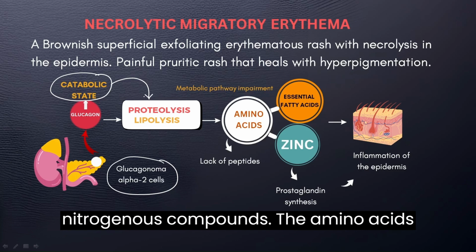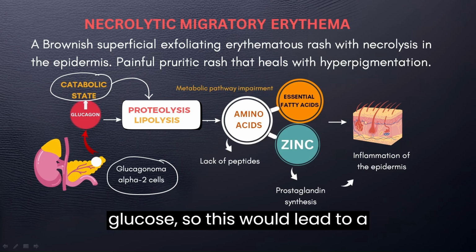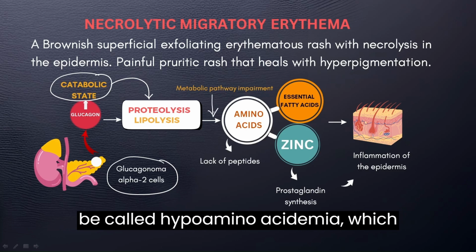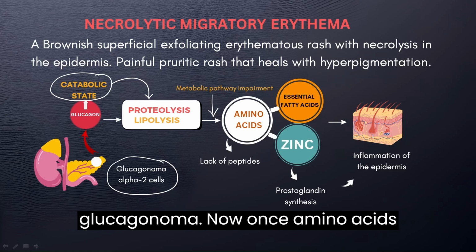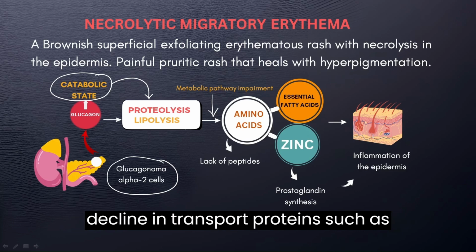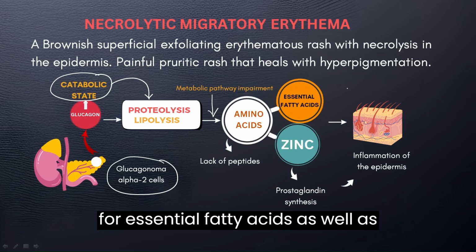The amino acids are then used by the liver to make glucose. So this would lead to a decline in amino acids, which is going to be called hypoaminoacidemia, which may actually be a prominent feature of glucagonoma. Now, once amino acids are decreased, this would also lead to a decline in transport proteins such as albumins. Albumin is a major carrier for essential fatty acids as well as zinc.